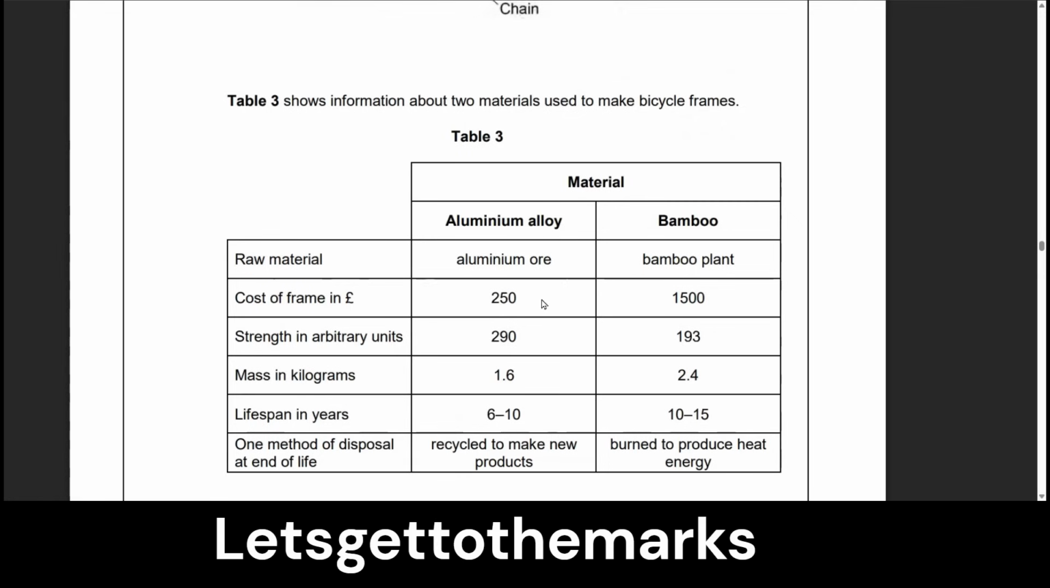Cost of the frame, 250, bamboo, 1,500. Gosh, expensive for a bamboo bike. Strength, 290, 193. So your aluminium is stronger and cheaper. Mass in kilograms, your aluminium is lighter than the bamboo. Lifespan in years, 6 to 10. The bamboo lasts a lot longer, 10 to 15.